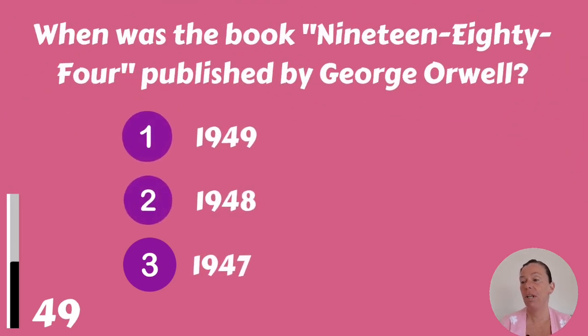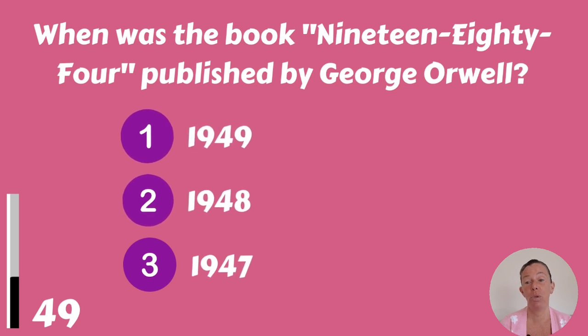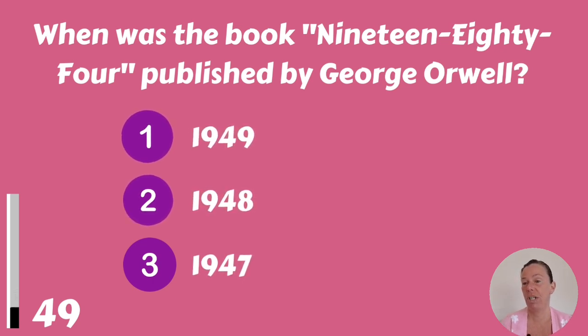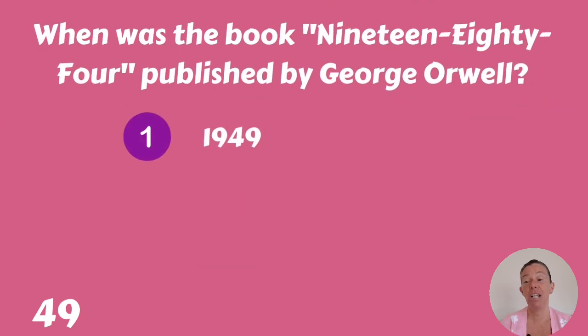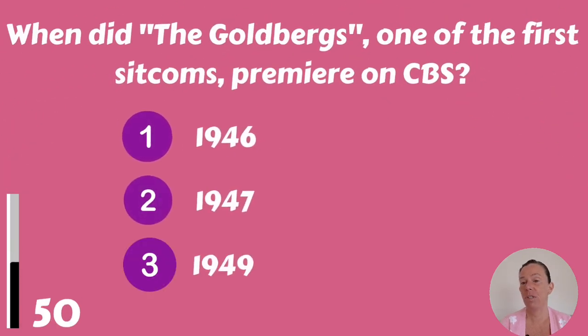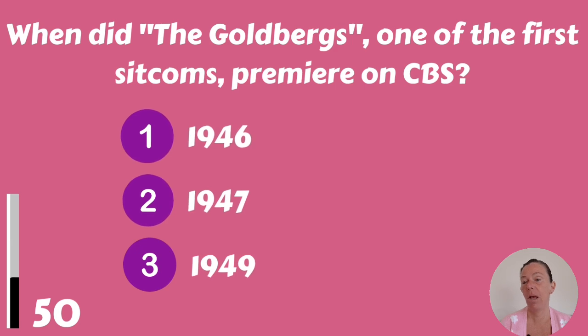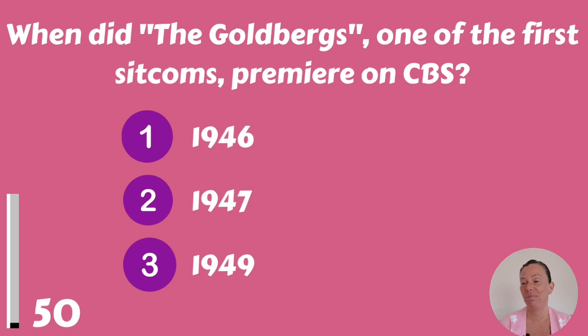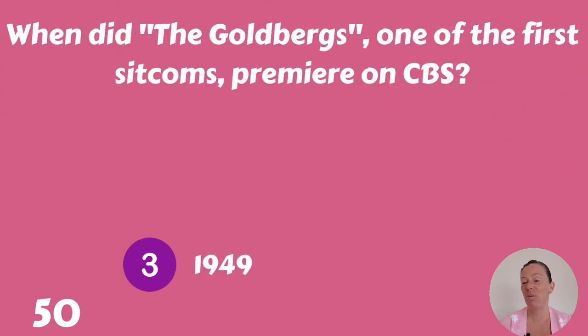When was the book 1984 published by George Orwell? 1949, 1948 or 1947? 1949. When did The Goldbergs, one of the first sitcoms, premiere on CBS? 1946, 1947 or 1949? 1949.